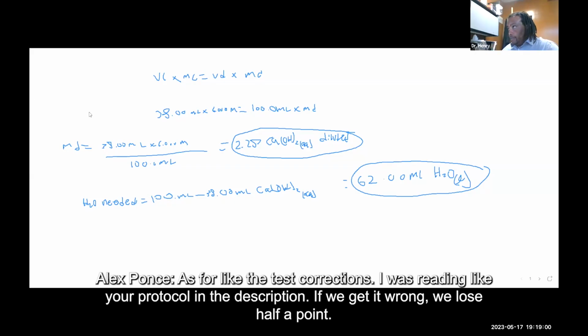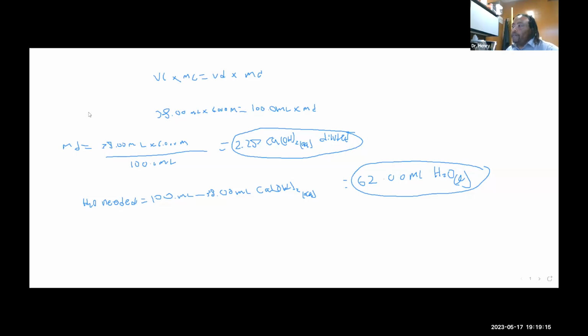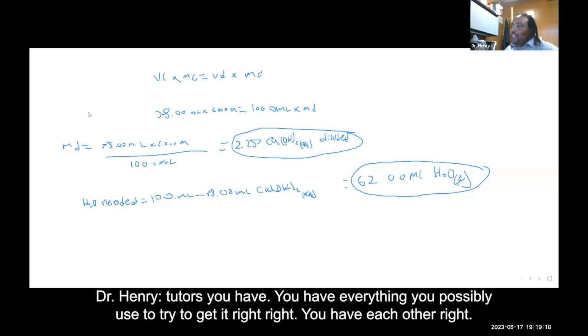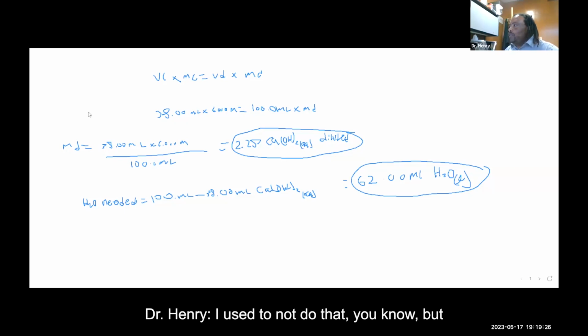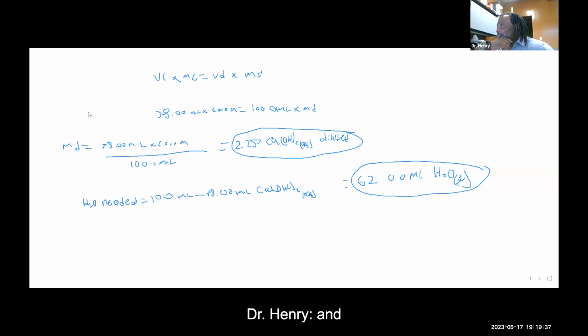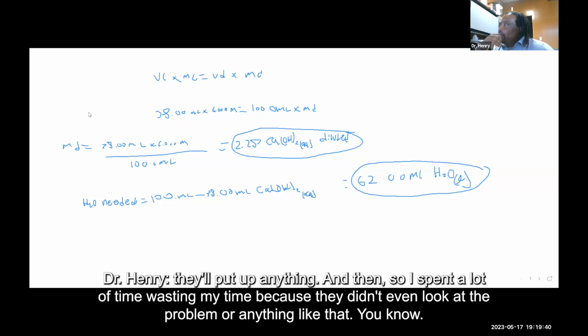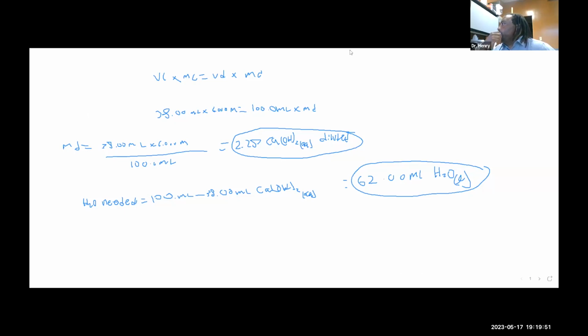As for the test corrections, I was reading your protocol in the description. If we get it wrong, we lose half a point. Yeah, because at this point you have your notes, tutors, and each other, everything you could possibly use to try to get it right. So if you're still getting it wrong, you're just putting stuff up. I find that people will put up anything without even looking at the problem, so I spent a lot of time wasting my time. I had a student that actually put up their homework.